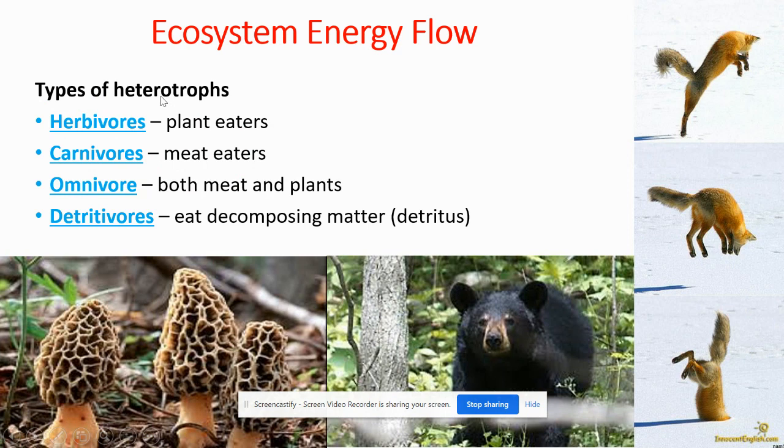So types of heterotrophs, remember a heterotroph is something that doesn't make its own food. We've got herbivores, you guys are familiar with most of these terms, you've heard them before. Herbivores are plant eaters. Carnivores are meat eaters, like this fox over here hunting in the snow. Omnivores are going to eat both meat and plants, like our friendly black bear here. They're not actually friendly, don't try to take a selfie with them, please.